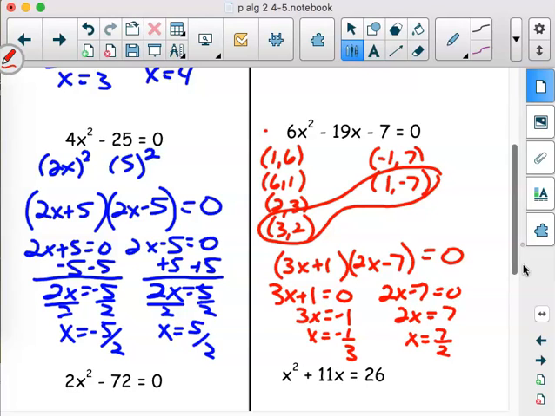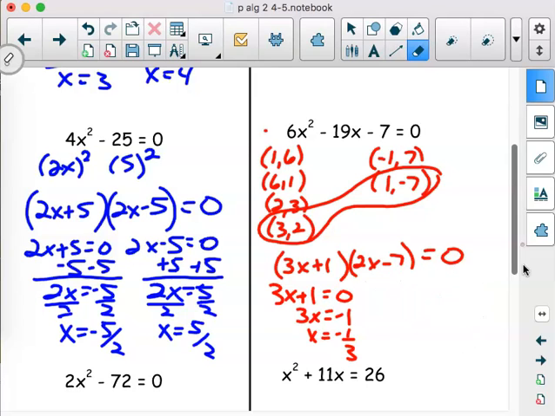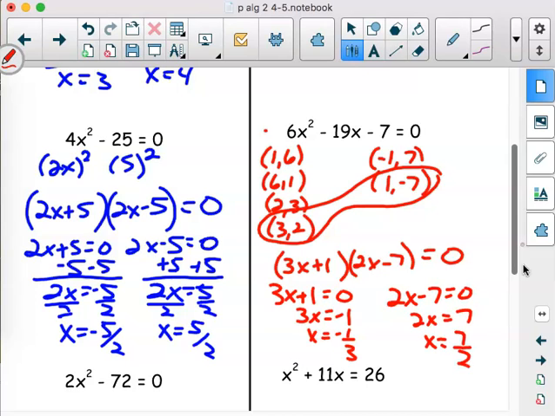Oh, that 7 looks kind of weird. That didn't make it much better. Again, totally checkable. We could put those back in there and we'd probably use a calculator because they're fractions. But we could put those back in for x and make sure that we get 0 when we put those values back in.